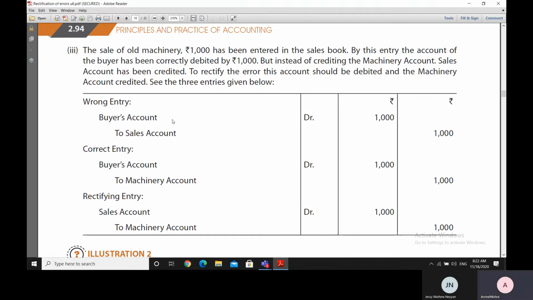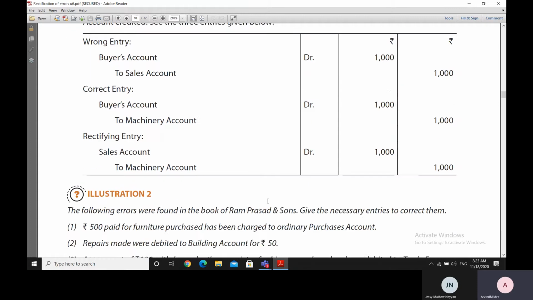The wrong entry is buyer's account debit and sales account credit, because the sales account should not have been credited here. It is a machinery account which should have been credited. So the correct entry is buyer's account debit and machinery account credit. Therefore, to transfer the credit from sales to machinery, we debit the sales account and we credit the machinery account, thereby transferring the credit from sales account to machinery account.